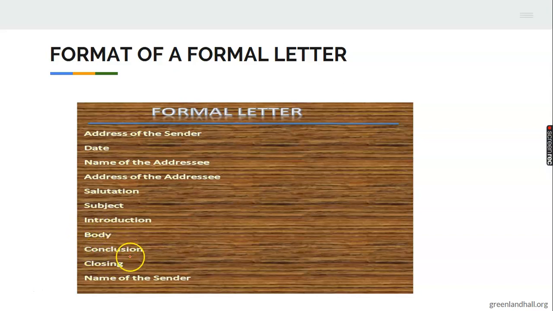And lastly is your conclusion. You conclude. And this is always a brief summary of everything in the body. The conclusion is a brief summary of everything in the body. Then your closing remark is also called your subscript. For your closing remark, you are to use Yours faithfully. That is the most accepted closing remark for any formal letter.